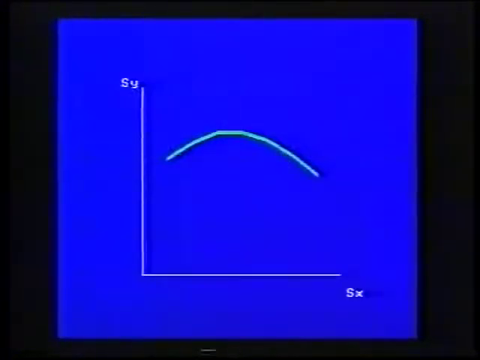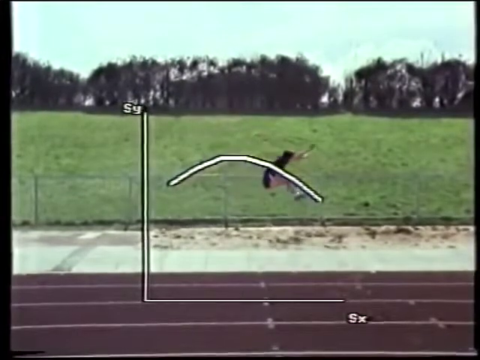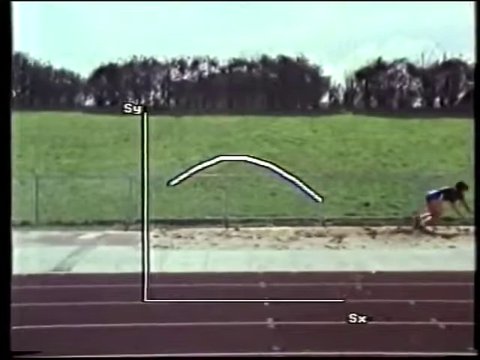We can represent this graphically by drawing in a set of axes with the vertical component of motion labeled Sy and the horizontal component of motion labeled Sx. The graph represents the path followed by the long jumper in space during the jump, and we've calculated this trajectory by combining the vertical and horizontal components of the motion.